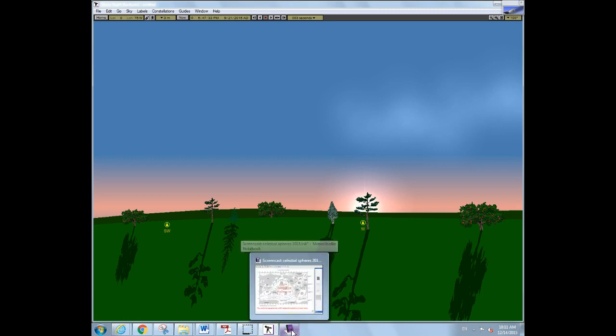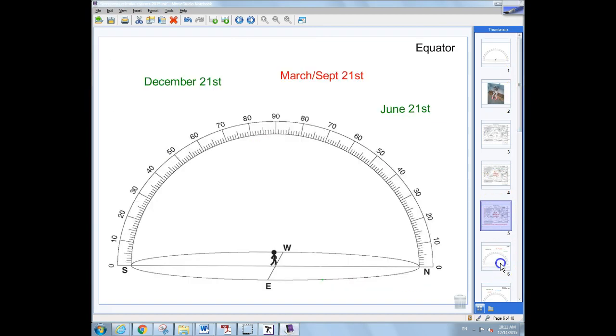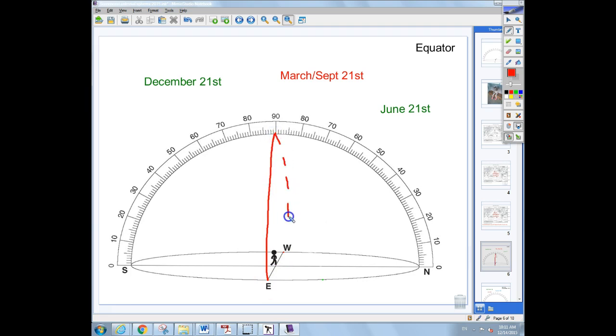Now we need to put this to paper, as they say. I'm doing March 21st and September 21st in red. It's going to rise exactly in the east, set exactly in the west. It's going to get to the zenith. And I'm going to do a solid line for rising. Doesn't matter what you do, just as long as you're consistent. And then a dotted line for setting.